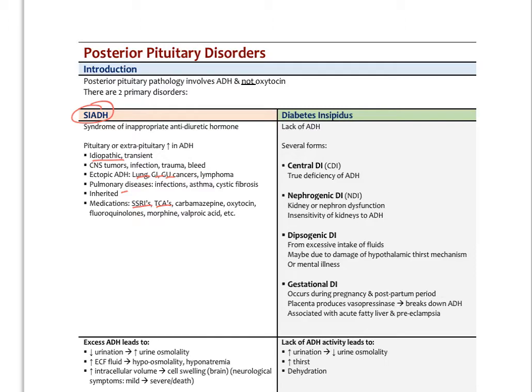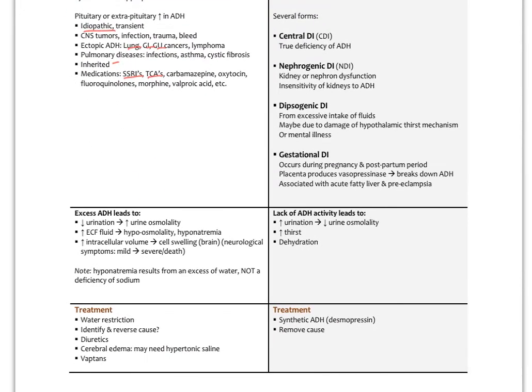So with excess ADH, we're going to see decreased urination, increased urine osmolality, and increased extracellular fluid, and that's going to result in hypoosmolality in the plasma. Hyponatremia is the big problem here, so low sodium levels. Because of that decreased plasma osmolality, we're going to see water moving from the plasma into the cells. And so there will be intracellular volume expansion, and that's going to be a real problem in closed spaces like the brain. If neurons swell, that can lead to central nervous system problems that are very severe.